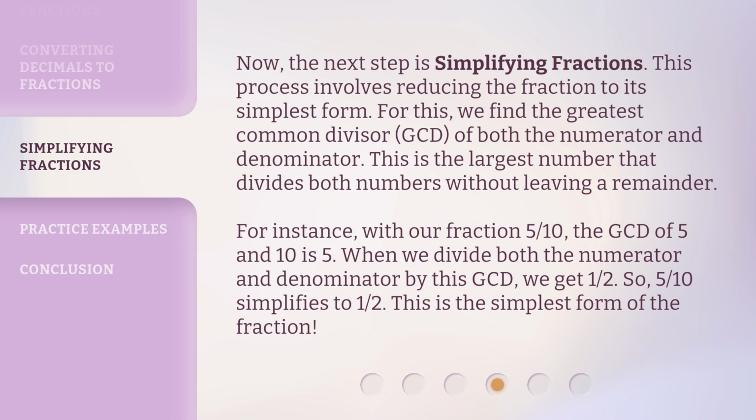Now, the next step is simplifying fractions. This process involves reducing the fraction to its simplest form. For this, we find the greatest common divisor, GCD, of both the numerator and denominator. This is the largest number that divides both numbers without leaving a remainder. For instance, with our fraction 5/10, the GCD of 5 and 10 is 5. When we divide both the numerator and denominator by this GCD, we get 1/2. So, 5/10 simplifies to 1/2. This is the simplest form of the fraction.